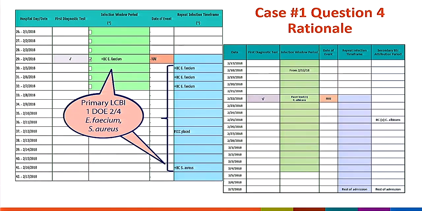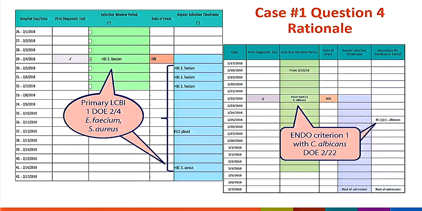So let's look at this graphically. We have here on the left-hand side, we've accounted for all of the blood cultures from 2-4 through 2-16, the repeat infection time frame, as we identified, is 2-14 through 2-17, because this is a BSI RIT. And because this is a BSI RIT, during that RIT, you don't have to investigate any other positive blood specimens.